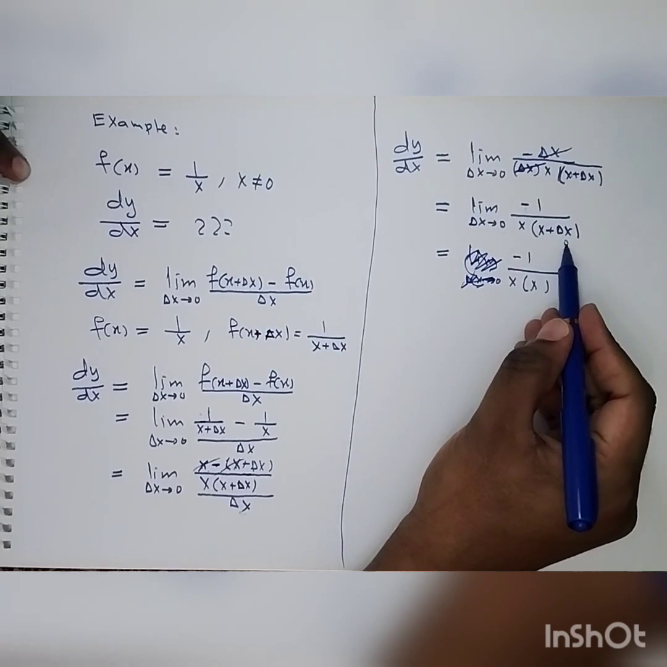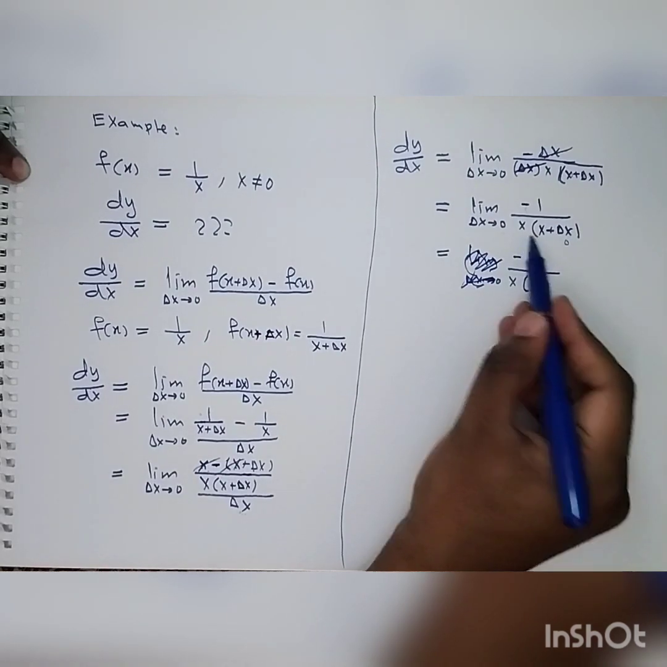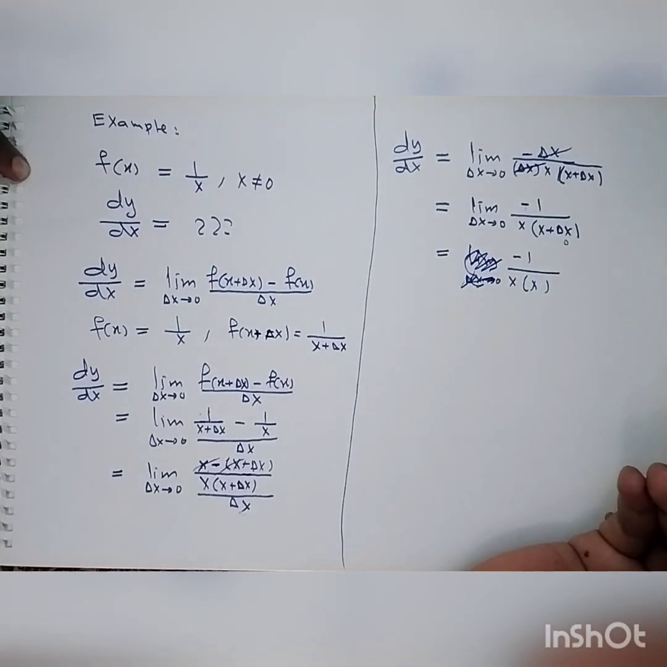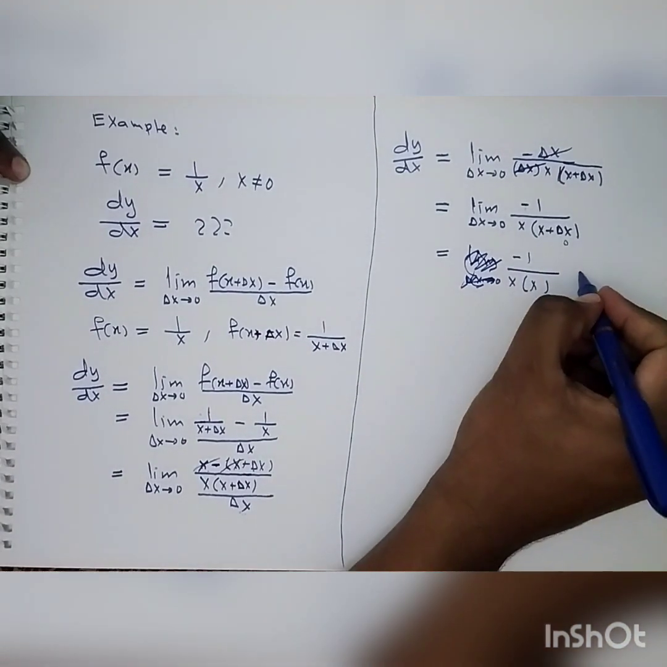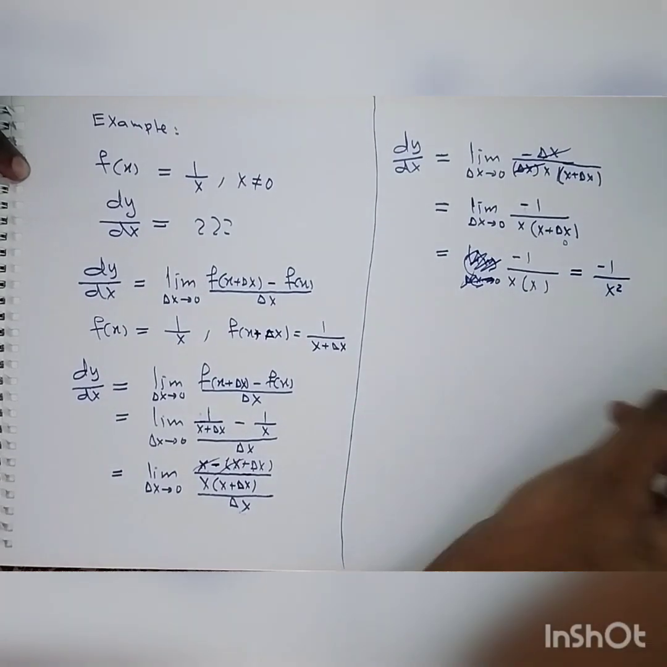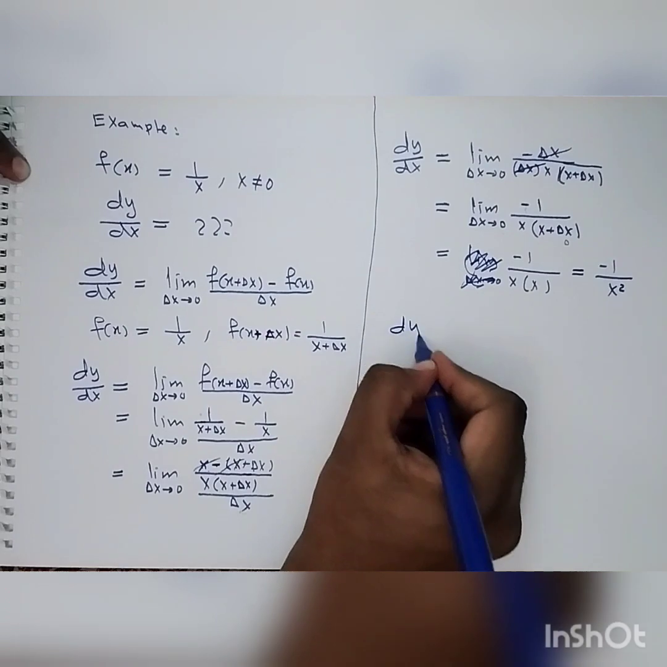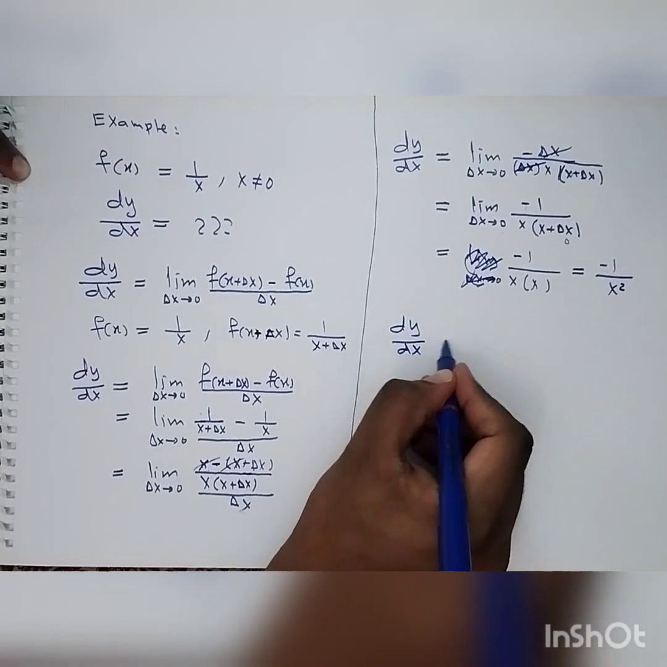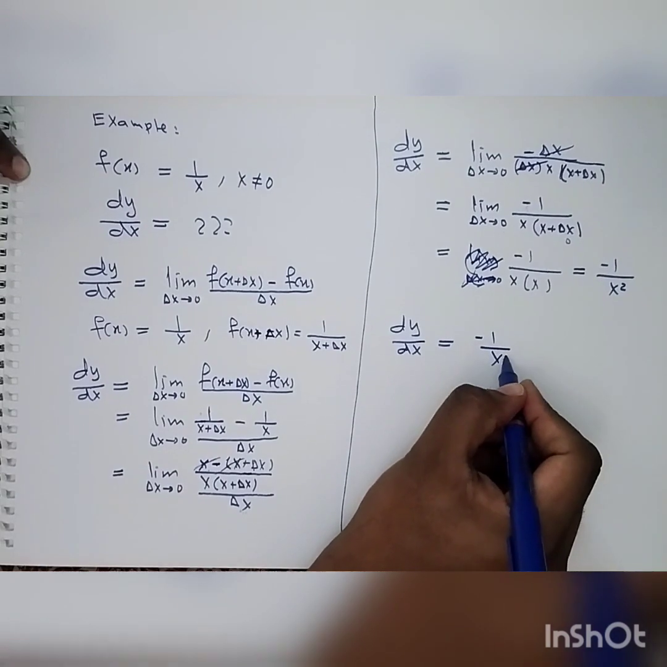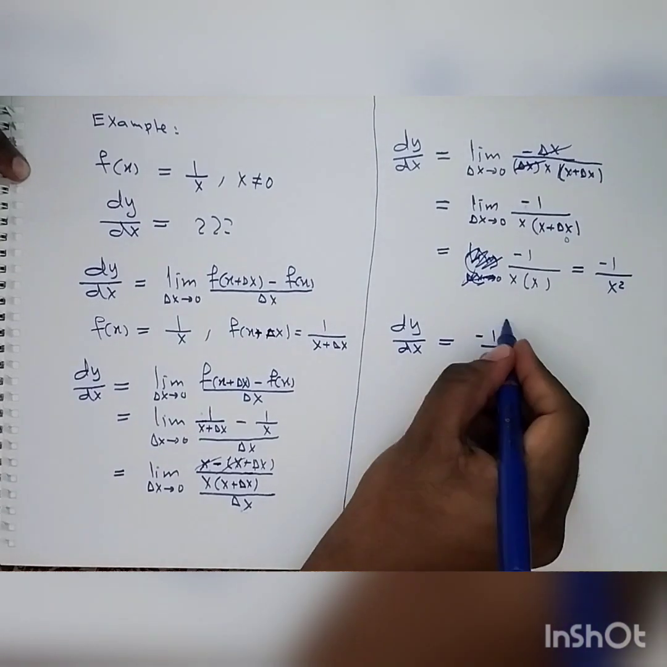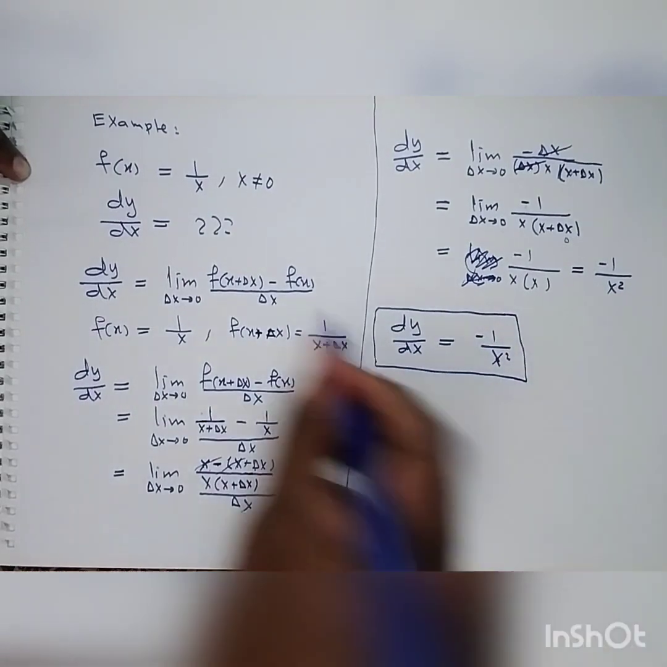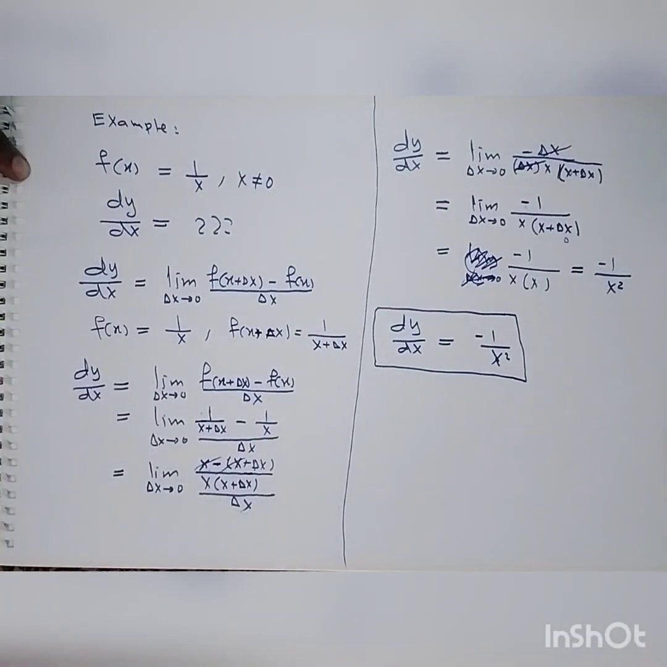Now the final answer would be -1 divided by x squared. So this will be -1 divided by x squared. We can write it here or rewrite it here again. We say our derivative is equal to -1 divided by x squared. So this is the derivative of our function, which is 1 over x.